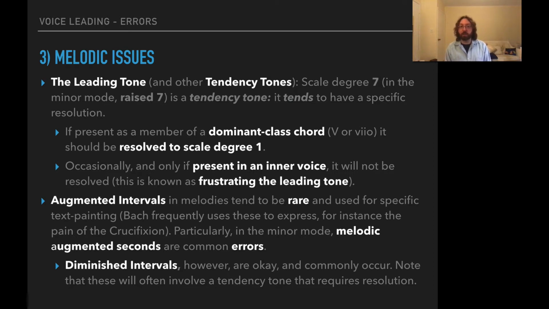Particularly in the minor mode, melodic augmented seconds are common errors. So that's going to happen when you have things that are based on that harmonic minor scale. So watch out for scale degree 6 going to sharp 7 or raised 7.